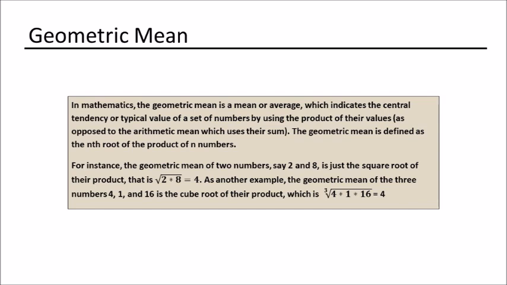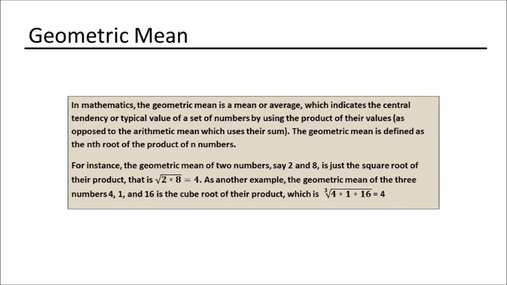Now that the dimensional indices have been calculated for each gender, we must aggregate across dimensions within each gender group using the geometric mean. In mathematics, the geometric mean is a mean or average, which indicates the central tendency or typical value of a set of numbers by using the product of their values, as opposed to the arithmetic mean, which uses their sum. The geometric mean is defined as the nth root of the product of n numbers.